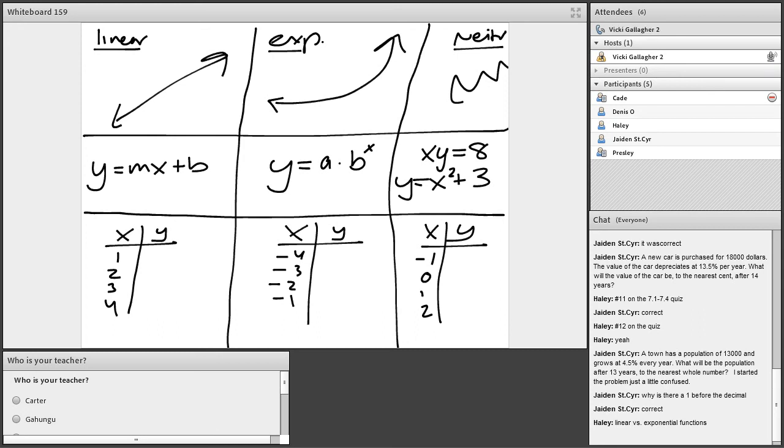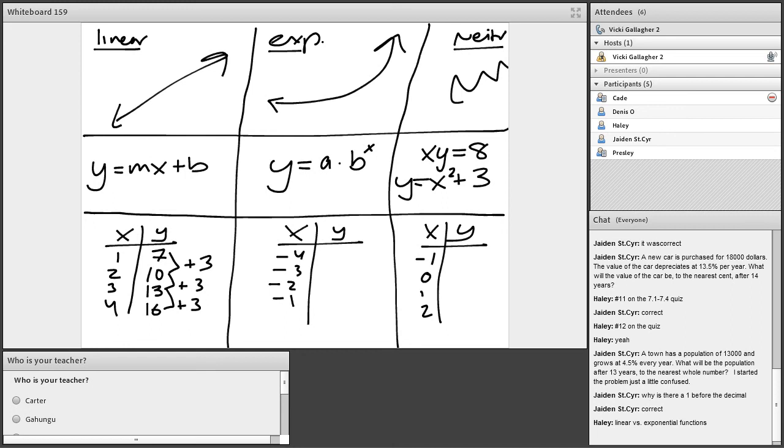So for the y's on a linear, you should be increasing by the same amount each time. So like on this one, I added 3, I added 3, and I added 3. You could also be subtracting. Subtracting would also work, but it has to be adding or subtracting. So that's how you can figure out that it's linear.